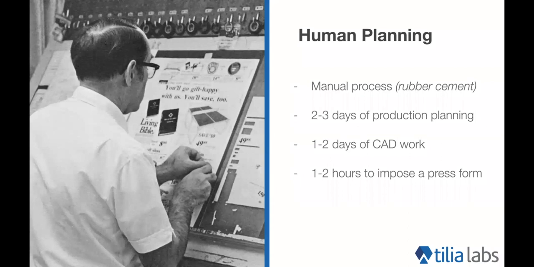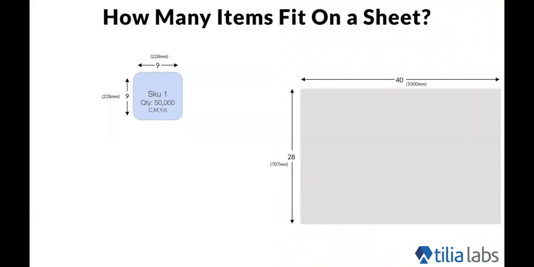And this process is laborious and long, and is typically 2 to 3 days of time in production planning, another day or two to take that plan and convert it to a CAD file. And then that CAD is sent down to prepress, which then takes another 1 to 2 hours to impose. So it's a very challenging problem.